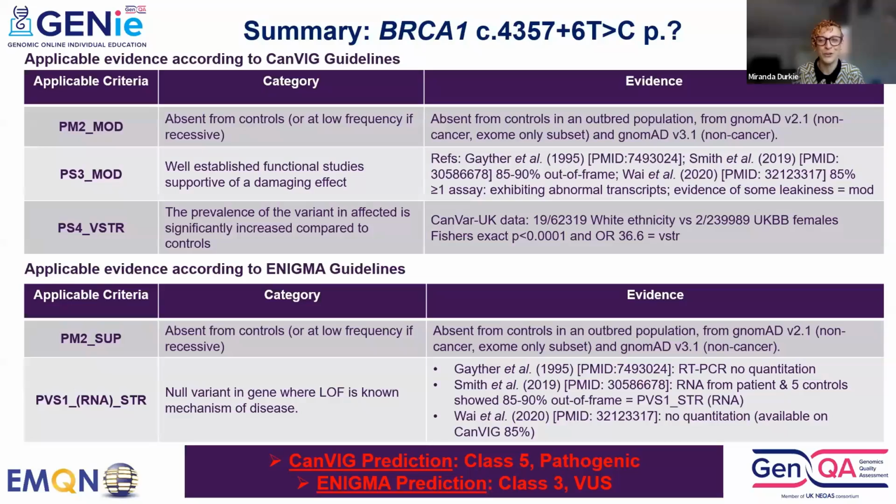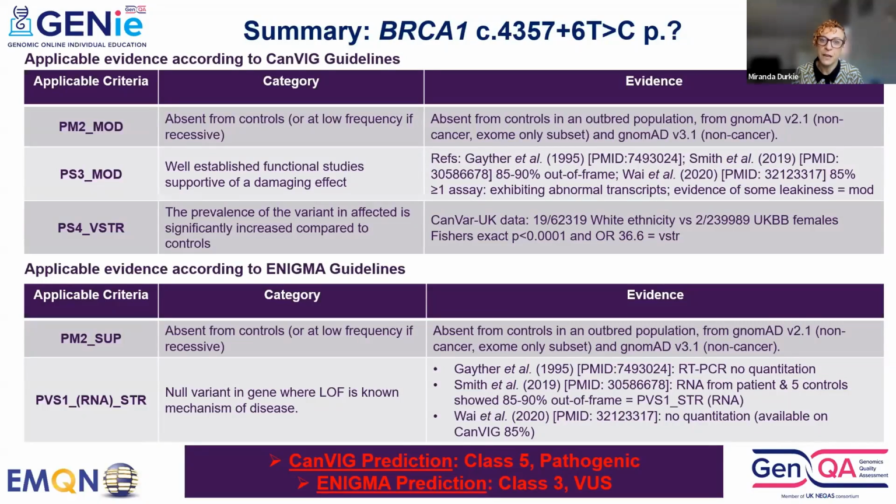There is now a new gnomAD 4 out, and so I will come to a slide on that in a few minutes. We could also then find from our literature searching that there were 3 published papers that had all done some RNA studies, and 2 of them had some quantification as well. So we had Gaither et al. 1995, Smith et al. in 2019, and Way et al. 2020. And 2 of those papers showed that about 85% of the transcript was out of frame, and the rest was wild type.